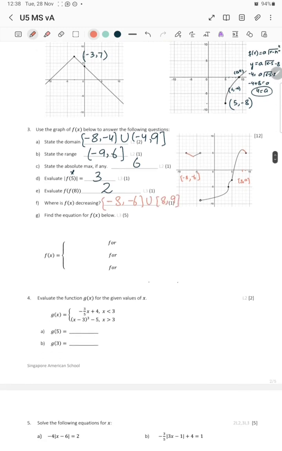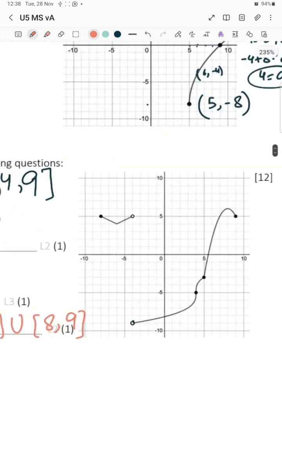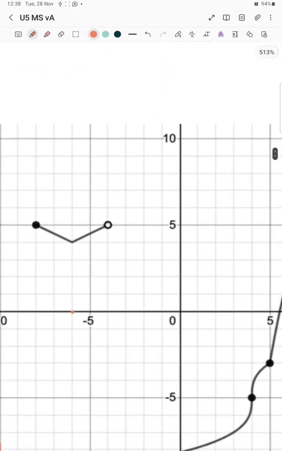Find the equation of f of x below. Now finally we're going to find the equation of f of x. Okay, so we know that there are 3 graphs over here. This one is an absolute value function graph, and for absolute value graph the rule is f of x is equal to a times mod x minus h plus k.